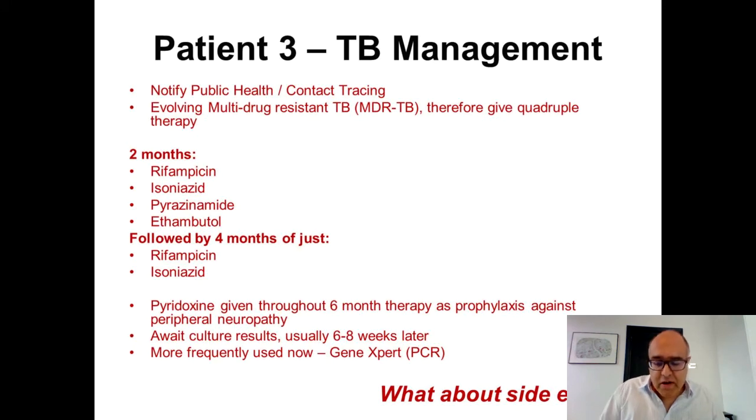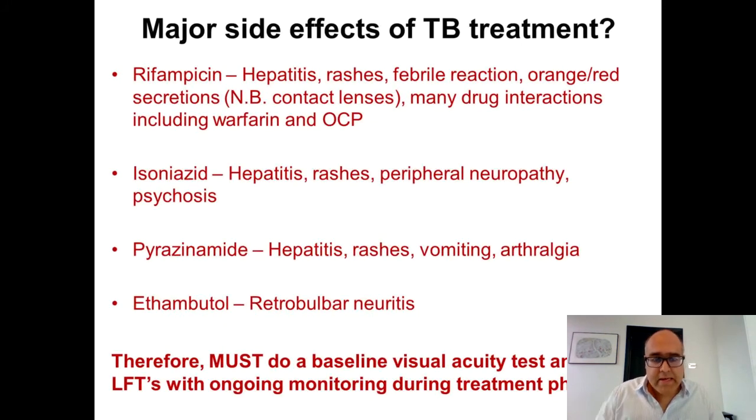So in terms of side effects, there are a lot, unfortunately, but again, this is why I think it's worth counselling patients about these common side effects before you embark on this quadruple therapy. So for rifampicin, essentially the main concern is hepatitis, and it can be life-threatening hepatitis if we're not careful or not monitoring things properly. The usual other side effects include rashes, febrile reaction. Interestingly, it causes orange-red secretions, including contact lenses. So it's really important to tell patients about this before they start urinating red, or when they start seeing red if they've got contact lenses and think, what is going on?